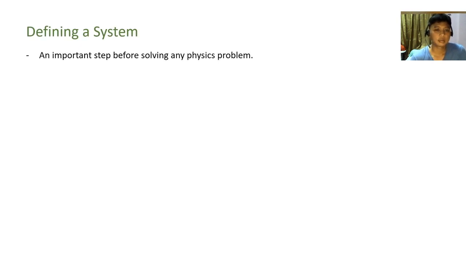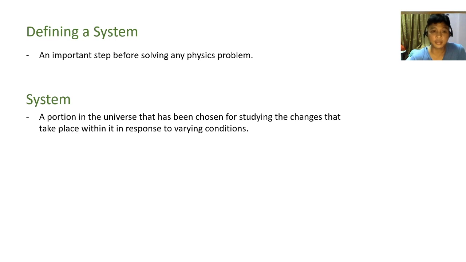Okay, so in any physics problem, the first thing that you need to do is to define your system. So what is a system? Well, I'm going to talk about what a system is later, but basically it is just your object or the group of objects that you are studying. And you have to be clear about that. When you're reading a problem, you have to know what your focus is. So what is a system? It is just a portion in the universe that has been chosen for studying the changes that take place within it in response to varying conditions.